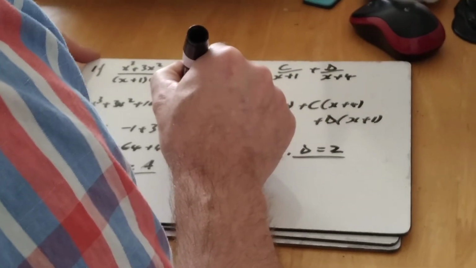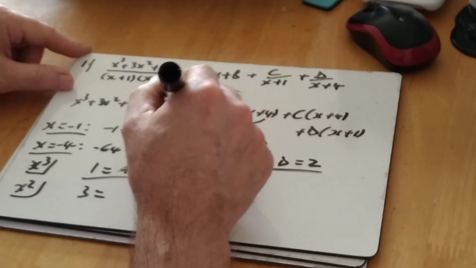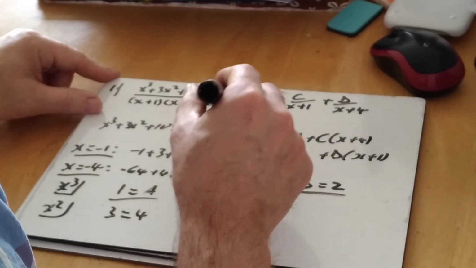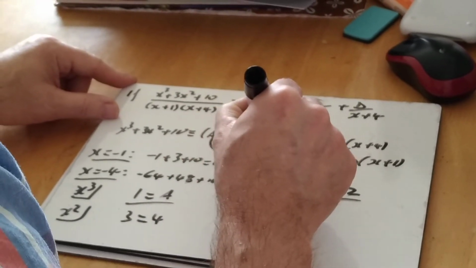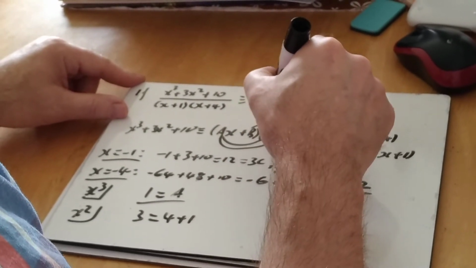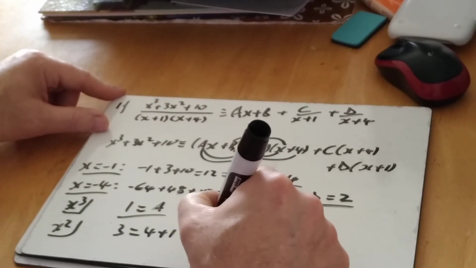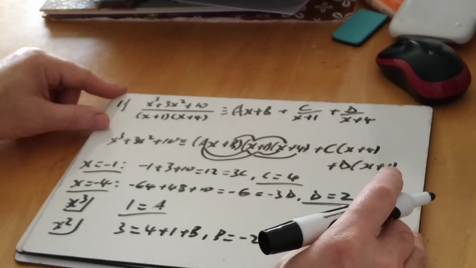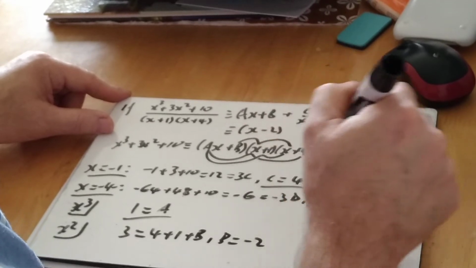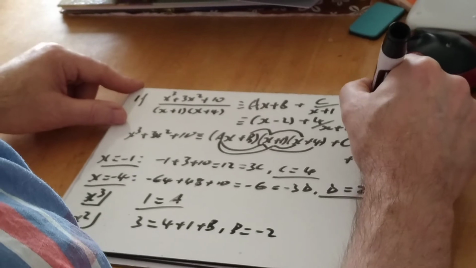I've got that times that times that. So ax times x times 4, so it's 4a, 4. Or it could have been ax times 1 times x plus 1, and then b times x plus b. So b equals minus 2. So I end up with equivalent to x minus 2 plus 4 over x plus 1 plus 2 over x plus 4.